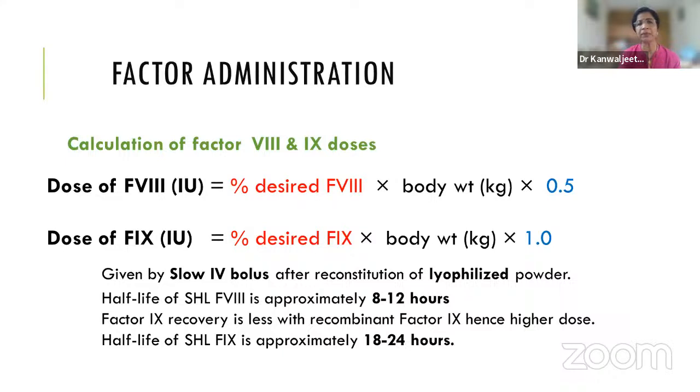Also, it is important to know the half-life. Factor 8 has a half-life of 8 to 12 hours. So in case of bleeding, it is given twice a day. Whereas factor 9, the standard half-life product that we are talking about, has a half-life of approximately 18 to 24 hours. So it is given once a day. It is given as a slow IV bolus after reconstitution of the lyophilized powder with the solution that is provided with the product.